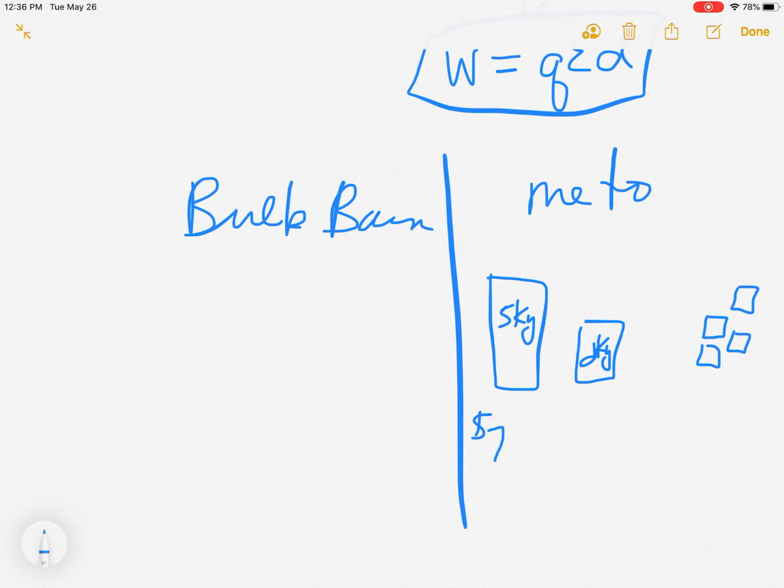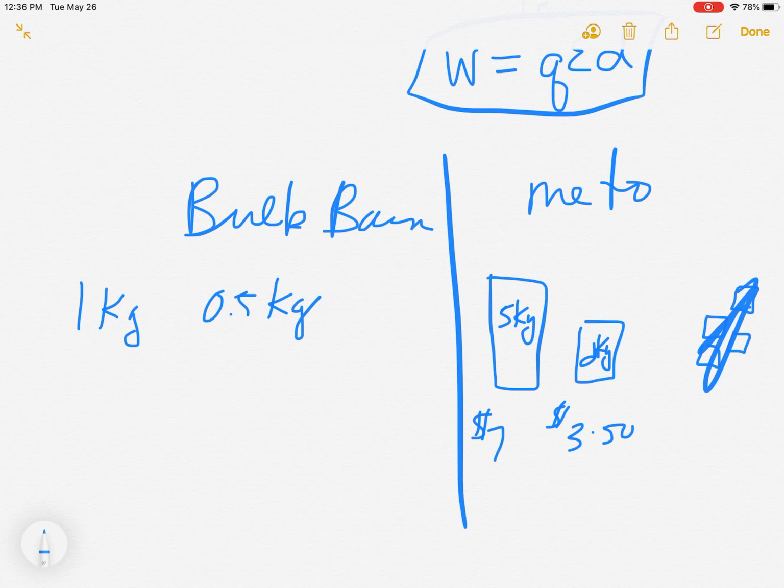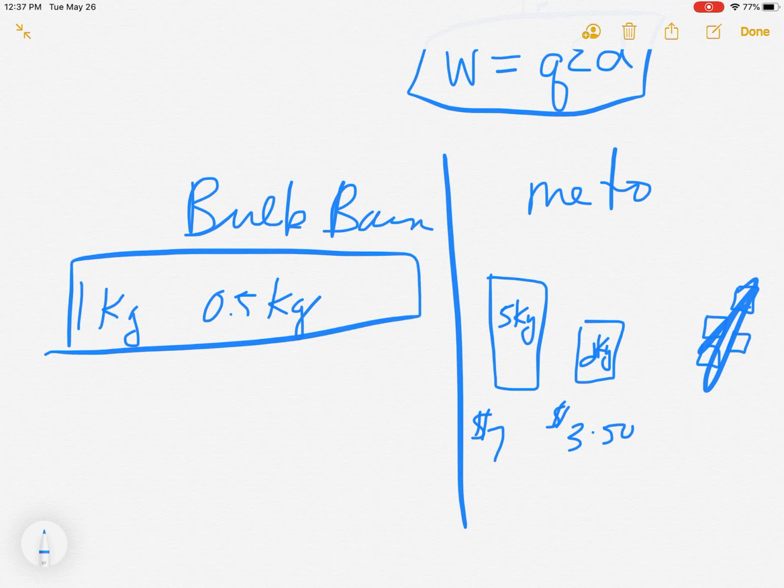In other words, they'll give you a price. They'll say this 5 kilogram bag is $7, and the 2 kilogram bag is $3.50. And you buy 12 of these or whatever, but we won't worry about those. Okay, you go to the Bulk Barn though, you can get any size you want. You can get 1 kilogram, you can get half a kilogram, because you're just shoveling it out of the box. There's no standard mass that you can get.